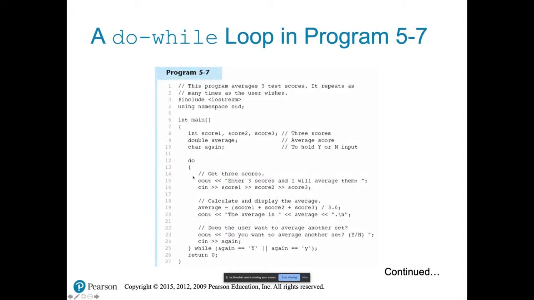Here's an example. Enter the scores, score 1, score 2, score 3. It does the average, and it prompts them, would you like to do it again? If they enter yes, lowercase or capital Y, then it goes back up. If they enter anything else, it returns out. So the code is done at least once.